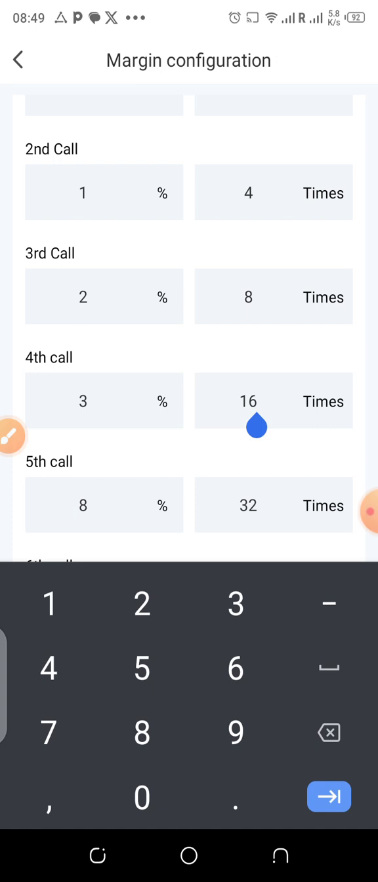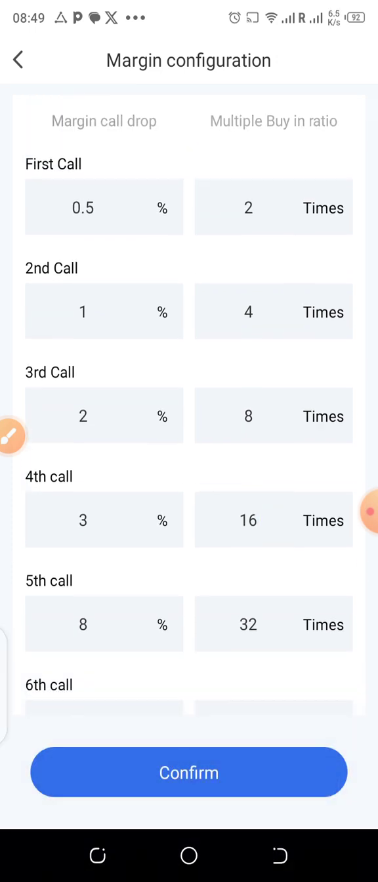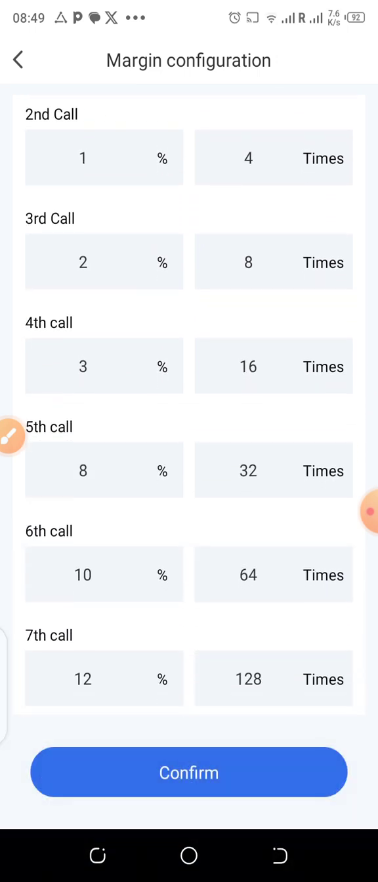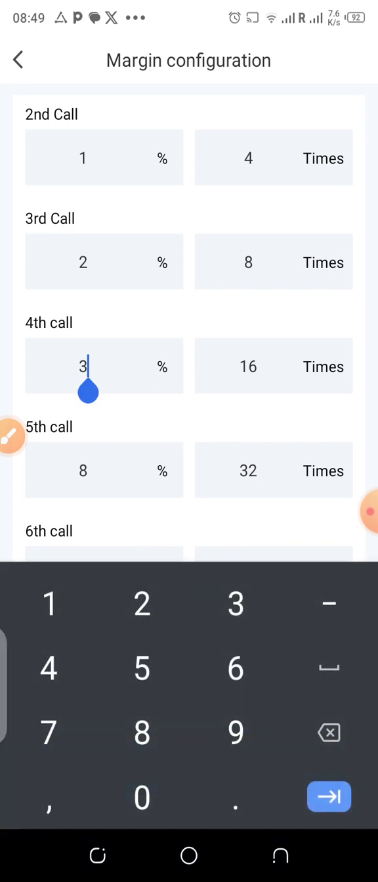Now, I need you to understand this. From the first call up to the fourth call, that is called the whole warehouse. The robot sells all those ones.